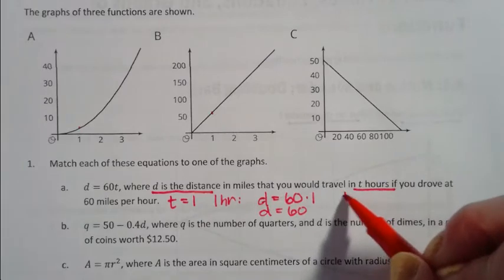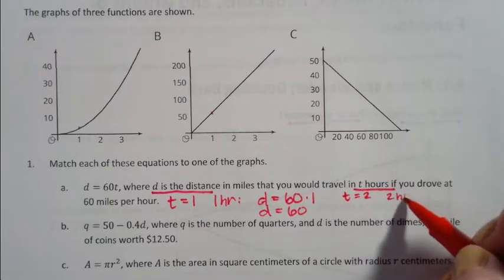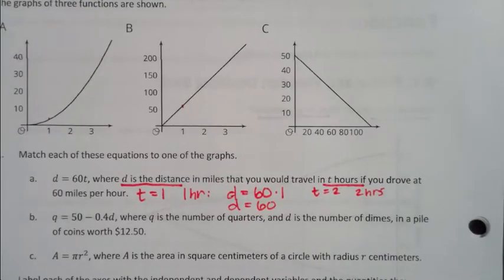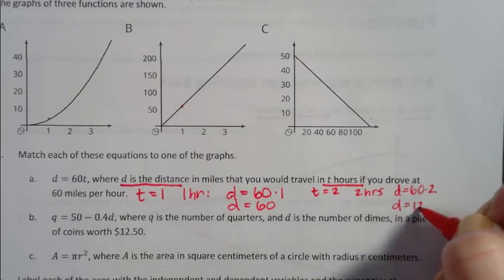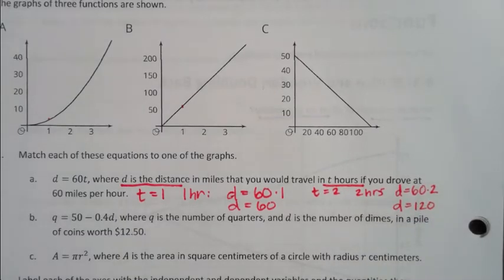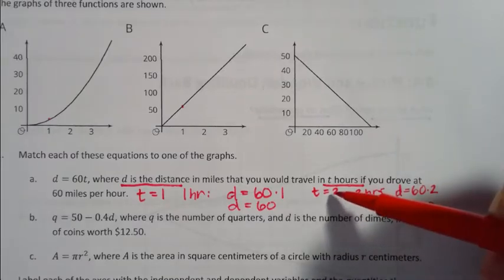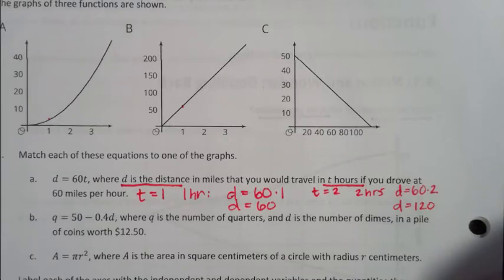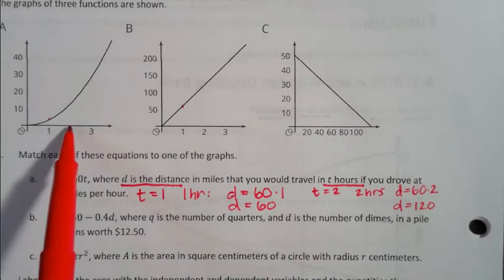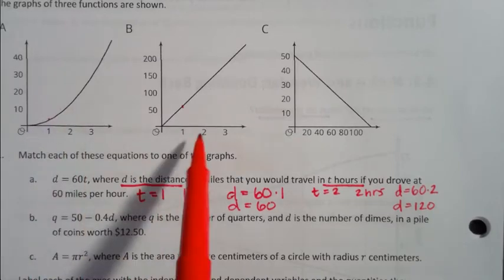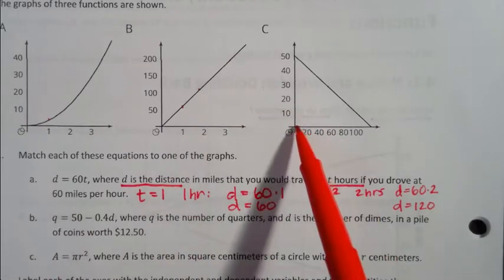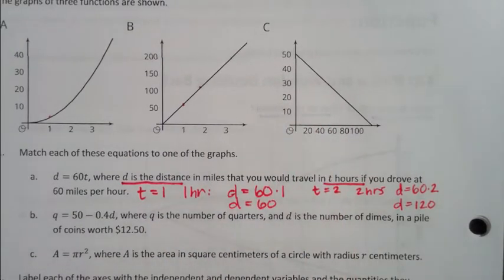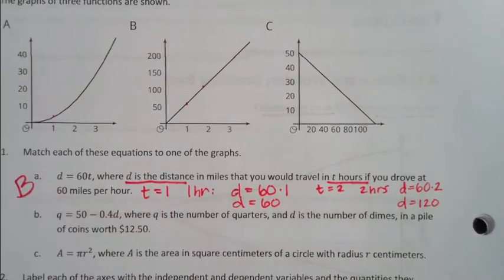Let's look at another option. What if t was 2? That's 2 hours, right? So then it would be distance equals 60 times 2. So my distance would be 120. So which of these graphs shows me a point where a t could be 2 and the d could be 120? Well, here, if it's 2, that's definitely not 120. There's 2, that looks like it could be 120. Here, if 2 was this little one here, definitely not 120. So it looks like B is our match for this.